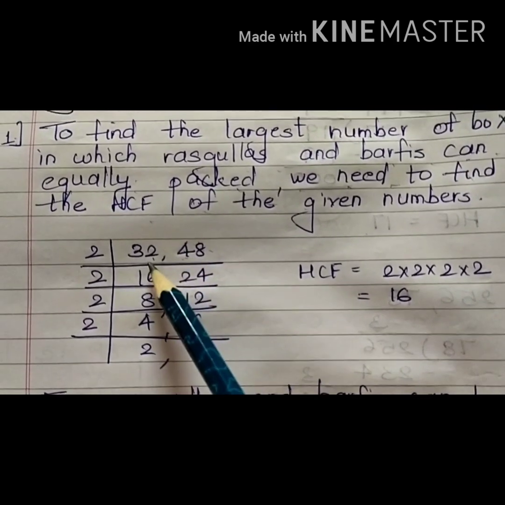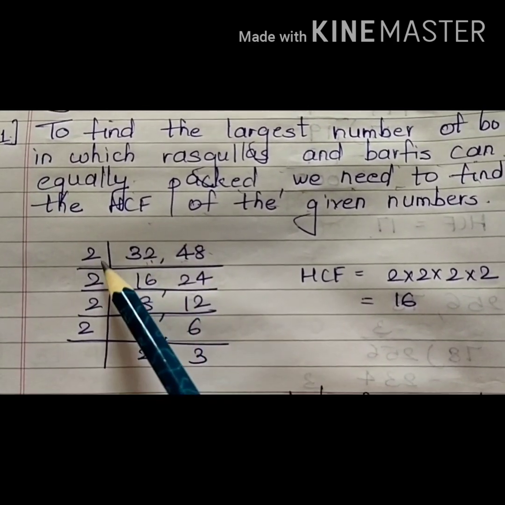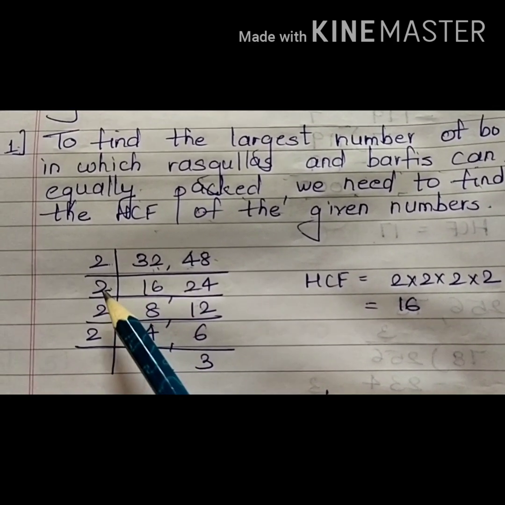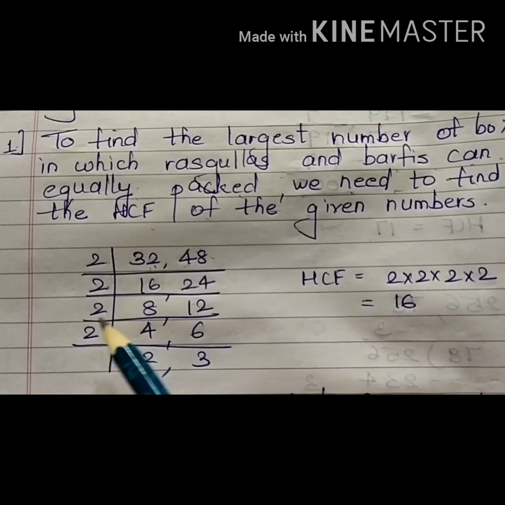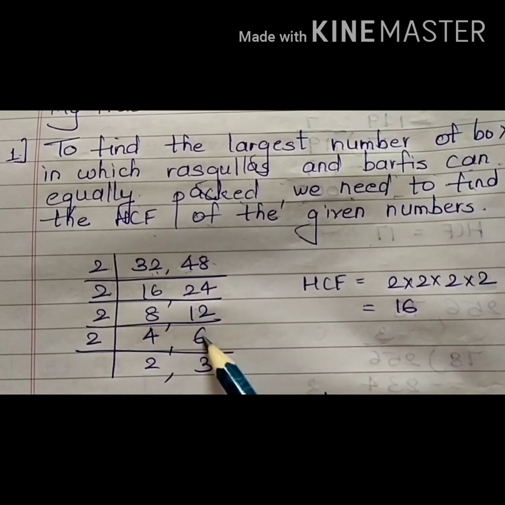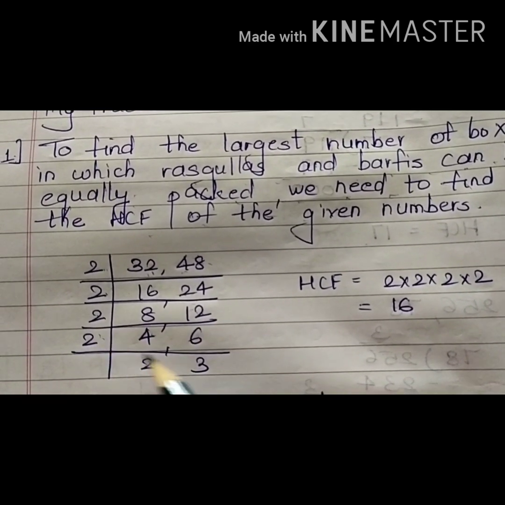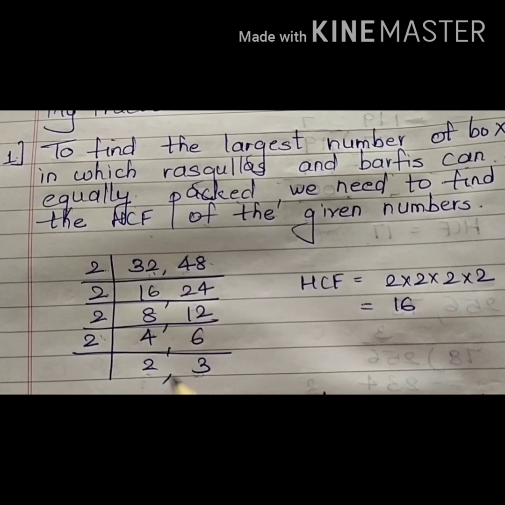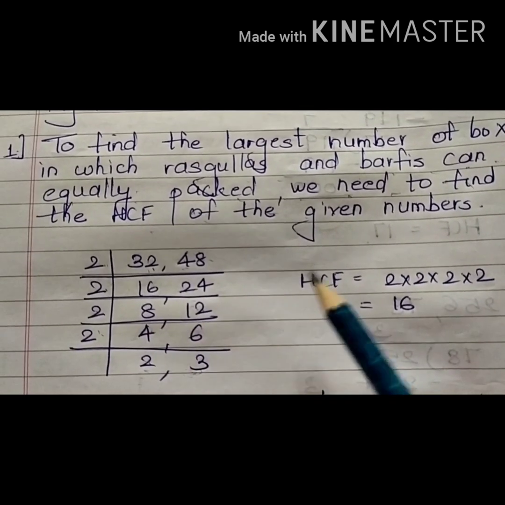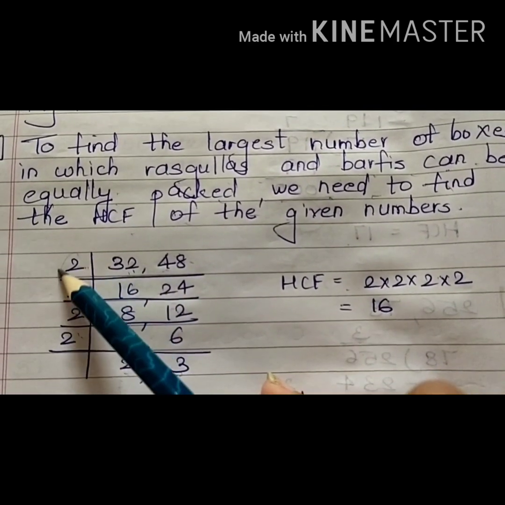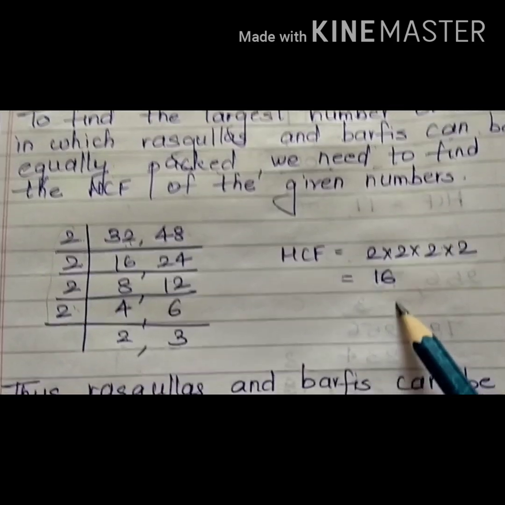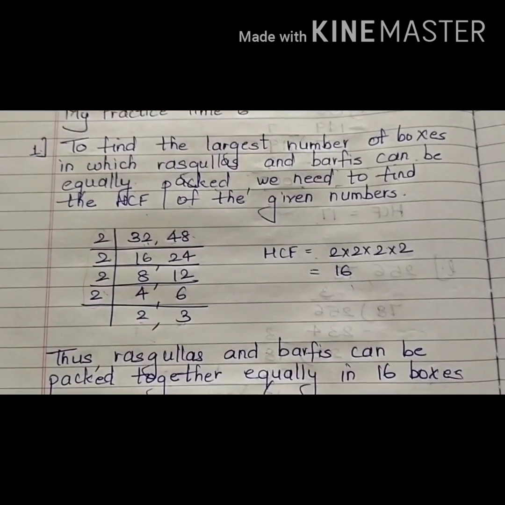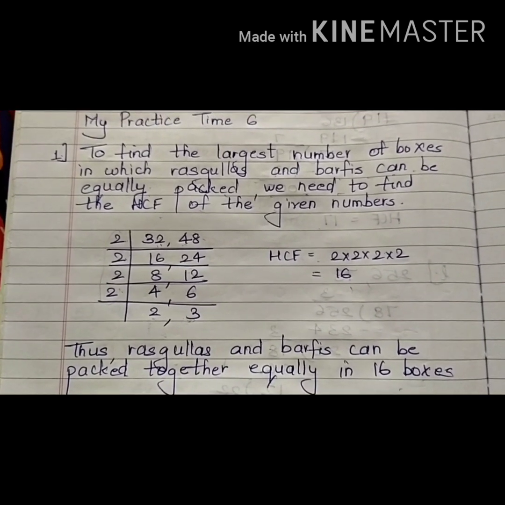So 32 and 48, 2 is divisible: 2 16s, 2 24s. Then again 2 is divisible by both, so 2 8s and 2 12s. Again 2 4s, 2 6s. Again 2 2s and 2 3s. Here I will not get any factor which is divisible by both, because both are prime numbers. Now for HCF, the common factors are 2, 2, 2 and 2, that gives me 16. So thus rasgullas and burfis can be packed together equally in 16 boxes.